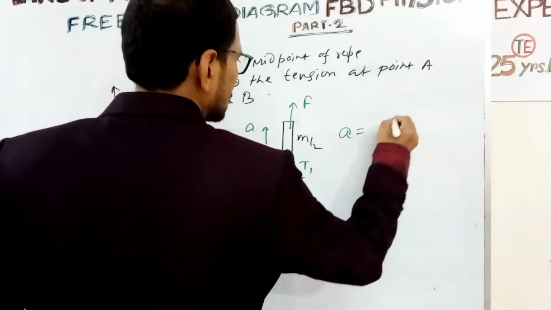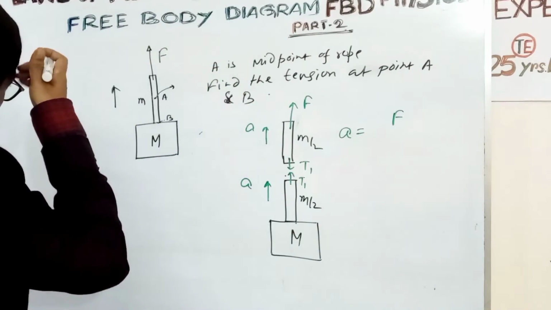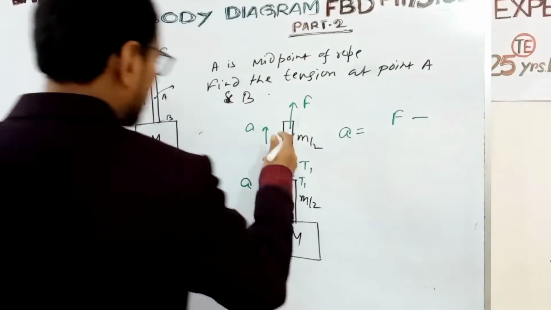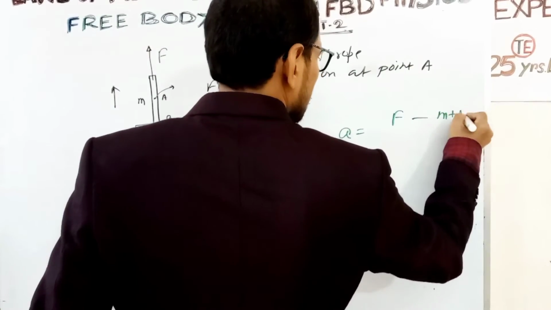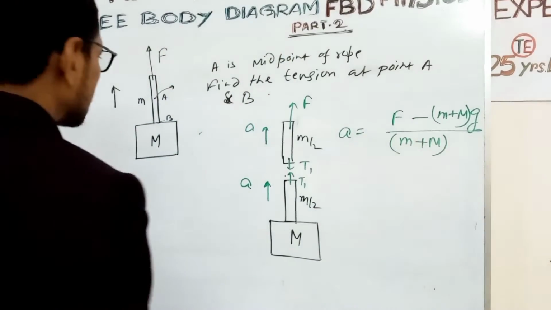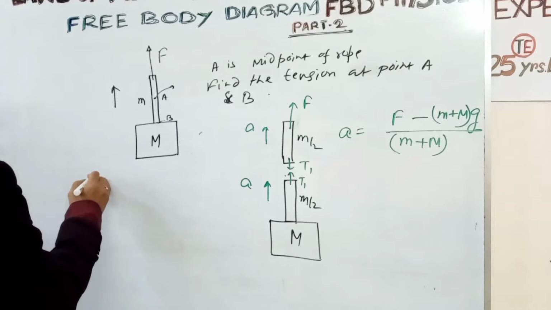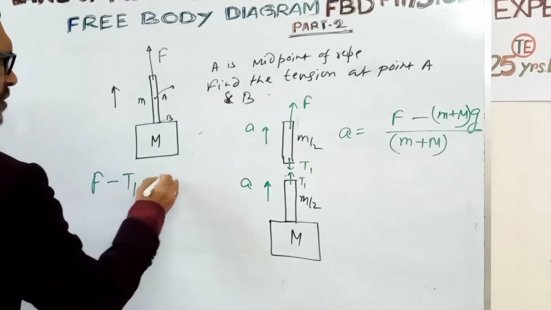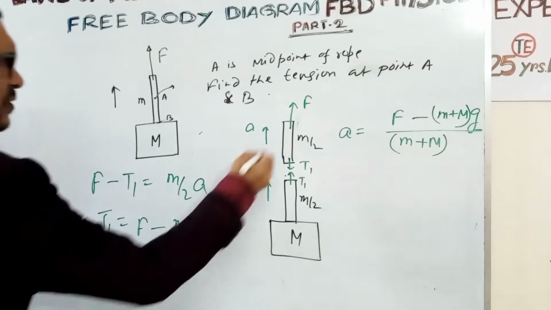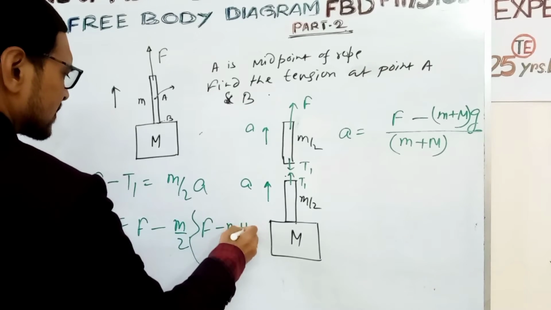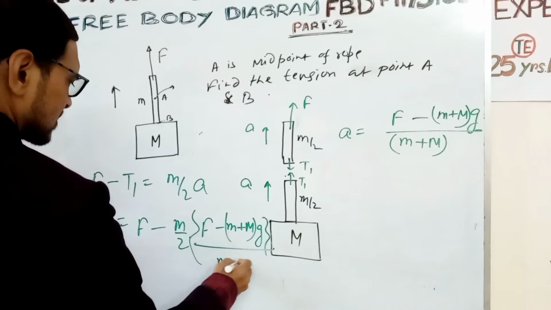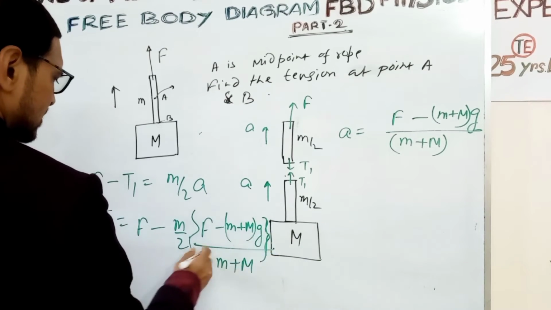Now we know the acceleration equals total force. Acceleration equals what? Acceleration equals F minus this force, m plus m into g, divided by the total mass. This is the acceleration we know. Now here we write the equation of motion, F upward and T1 downward equal to m by 2 into a. So T1 equals F minus m by 2 a. What is a? A equals this.